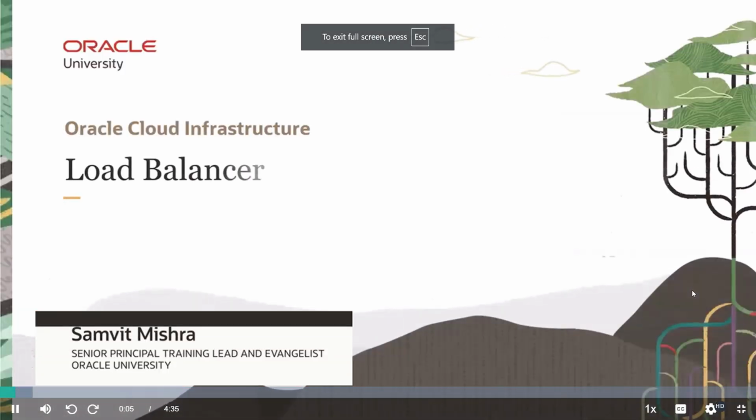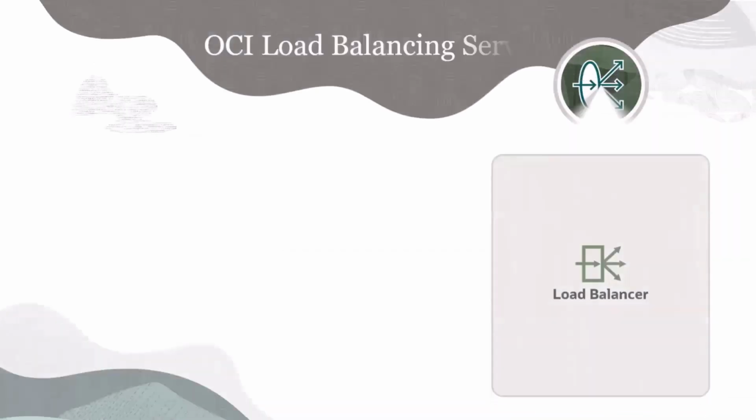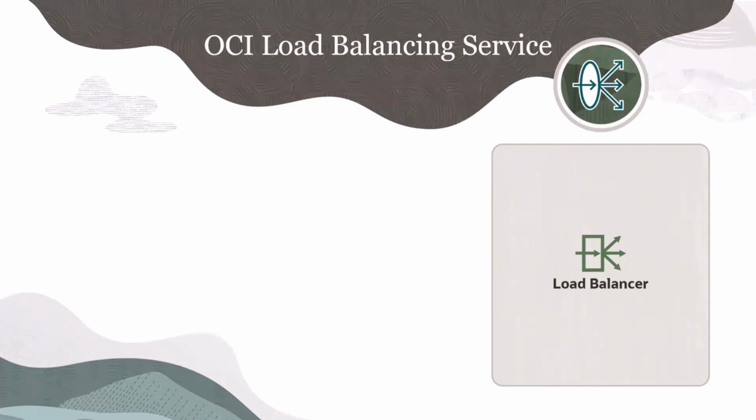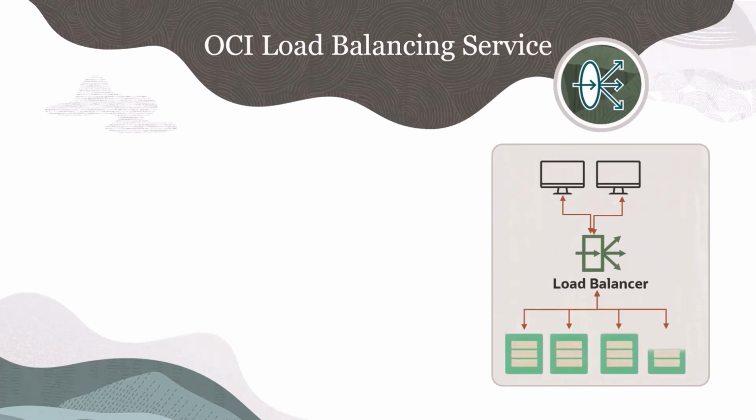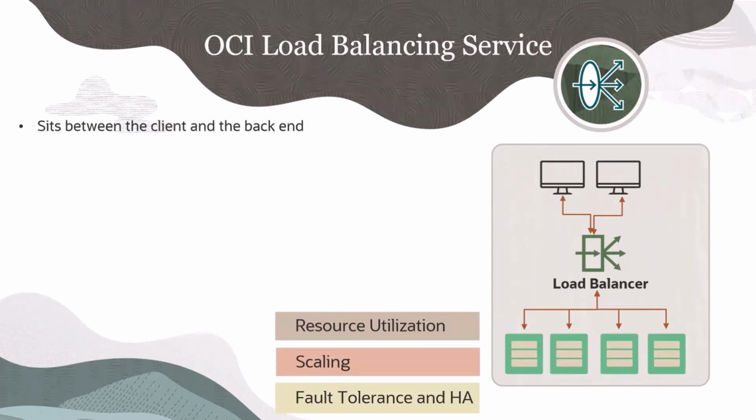All right, now let's look at the deck and reinforce the concepts that we have learned in the whiteboarding. What is an OCI load balancer? As you can see in this slide, the load balancer sits between the clients and the backend servers. And we also looked at the advantages of using a load balancer in terms of resource utilization, scaling, and fault tolerance, as well as high availability. So the request that will come from the clients, the load balancer is responsible for distributing that request, or distributing the traffic amongst the backend instances.